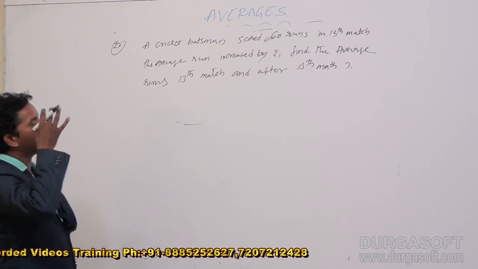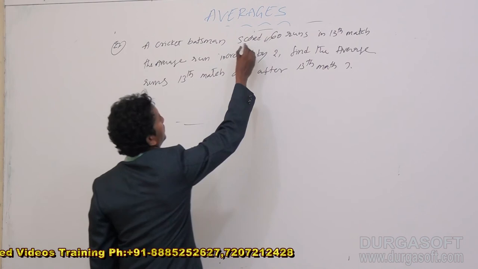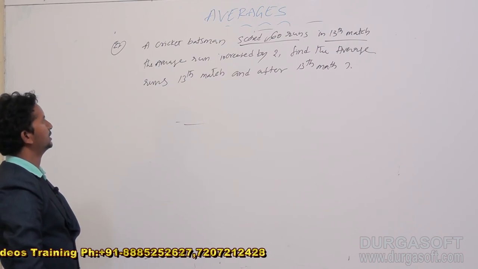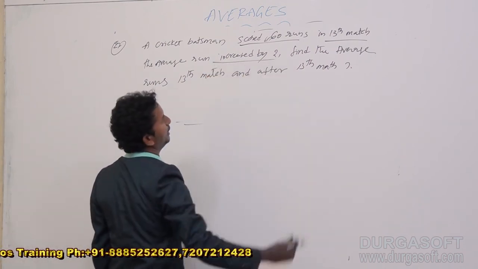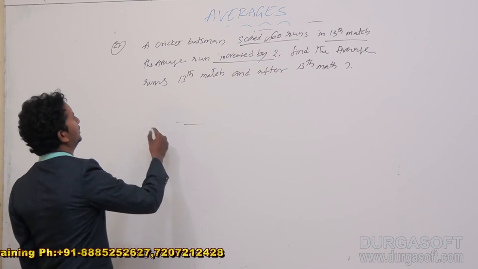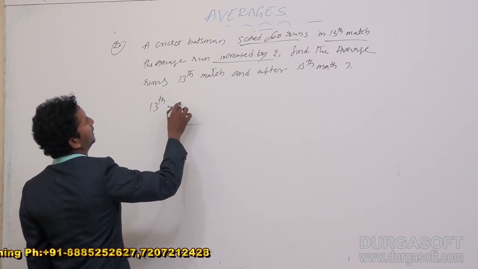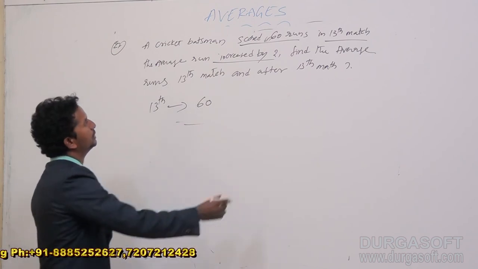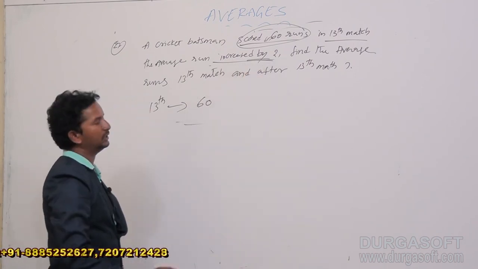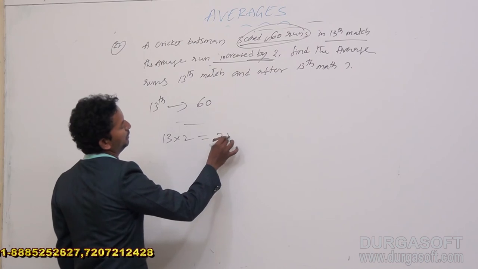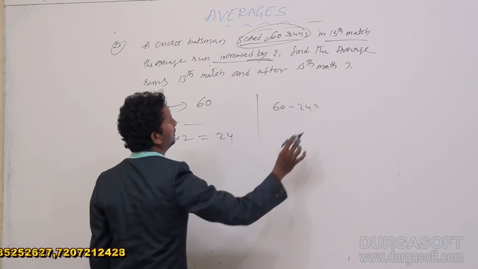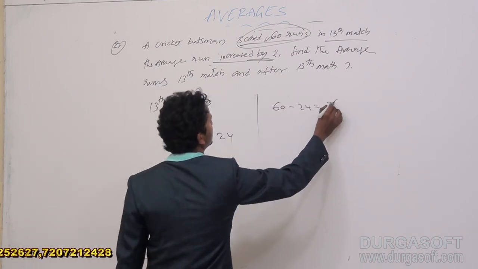A cricket batsman scored 60 runs in the 13th match. The average increased by 2, which over 12 matches is nothing but 24 runs increased. Before that, it will be 60 minus 24, which is 36.